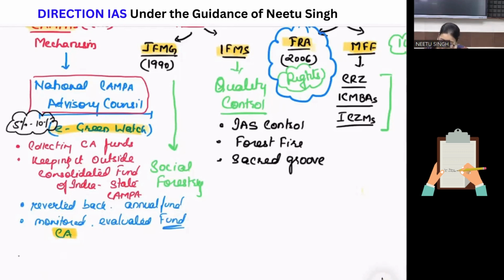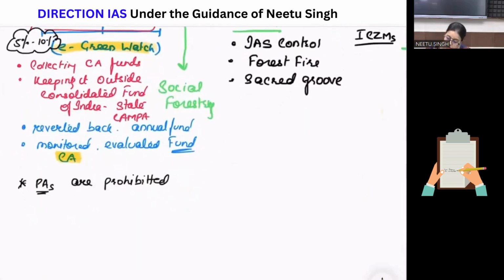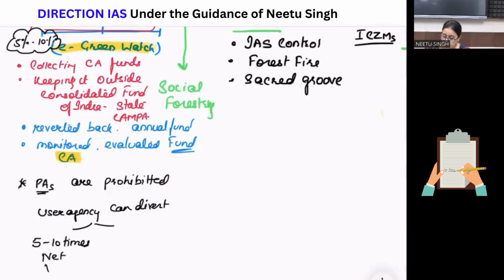An added factor that comes up with CAMPA's mechanism is that protected areas are prohibited, but it doesn't seem to be practical, because sometimes we have a compulsion to include protected area. So in this prohibition, what you have to understand is that the user agency can divert. It's not that you cannot, but you can divert under two conditions: be ready to pay 5 to 10 times the net value, and obtain the mandatory nod from the Supreme Court of India.